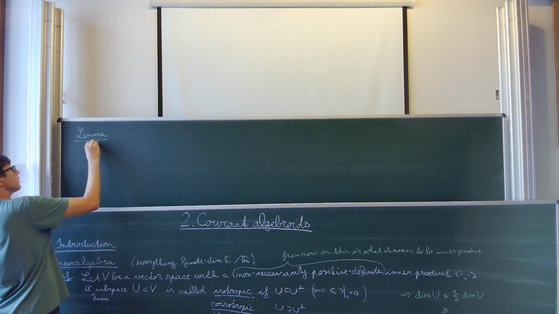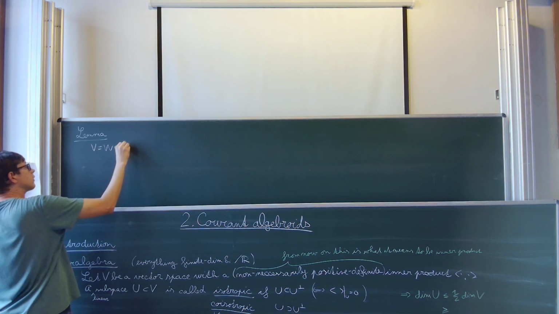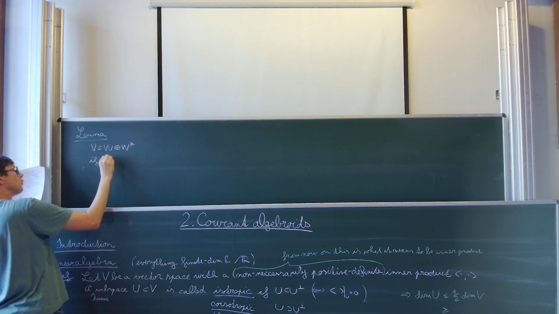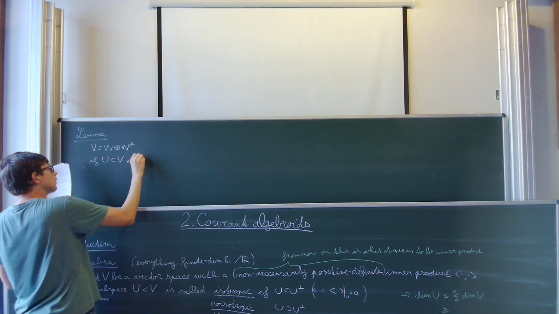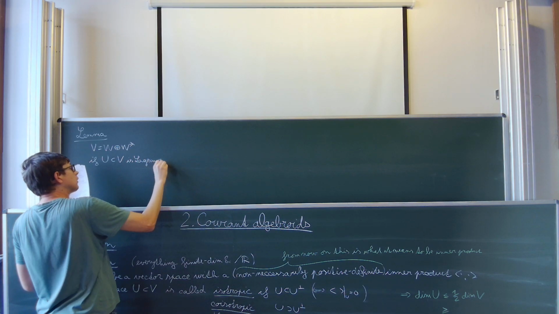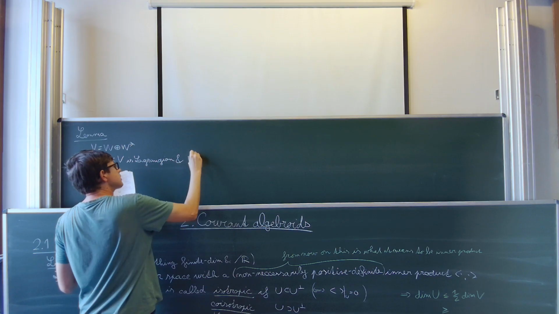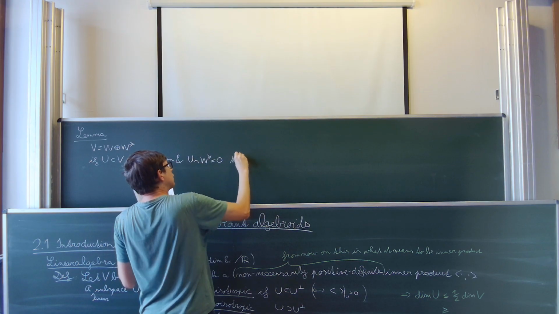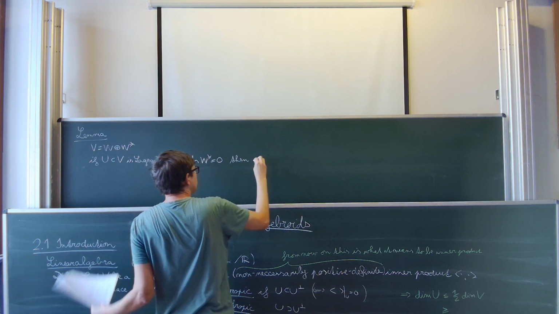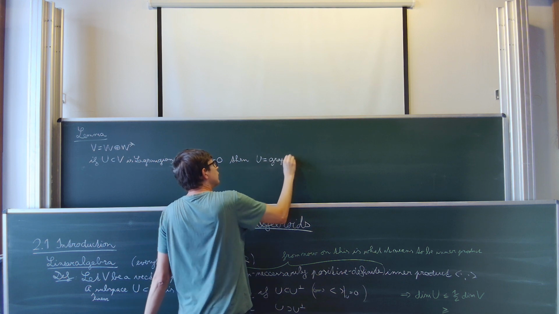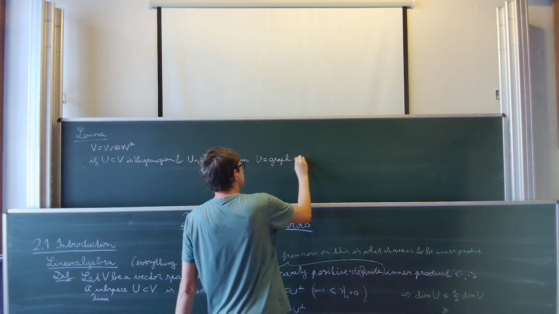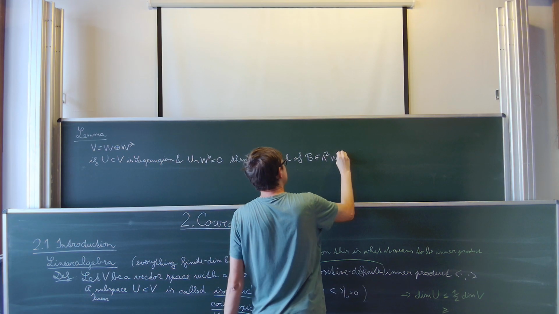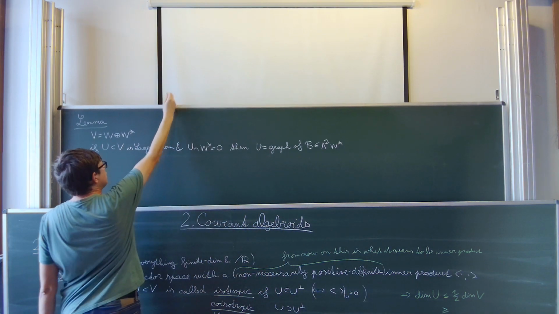So let's make this V as before. And now the claim is that if U inside V is Lagrangian, and the intersection of this with, let's say, W star is 0, then U equals the graph of a thing that I call the graph of B, an element of H2 star. I will explain what that means.